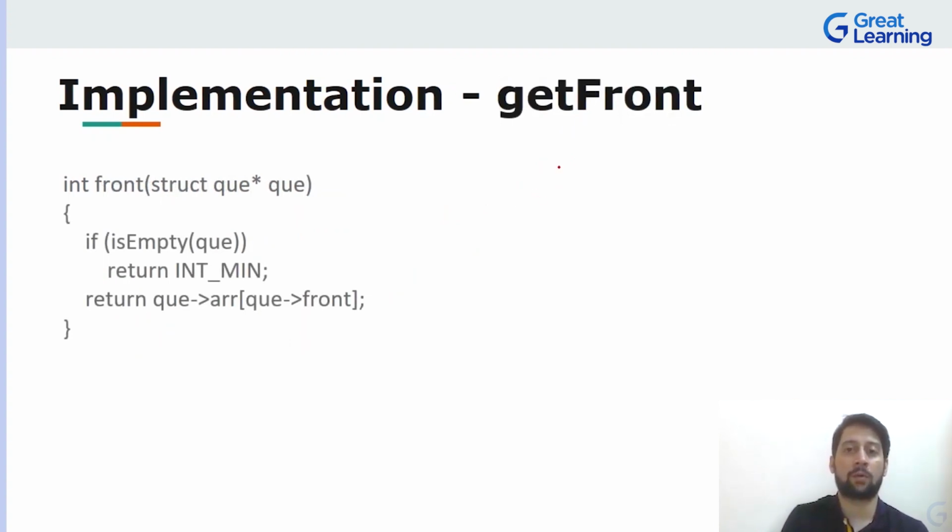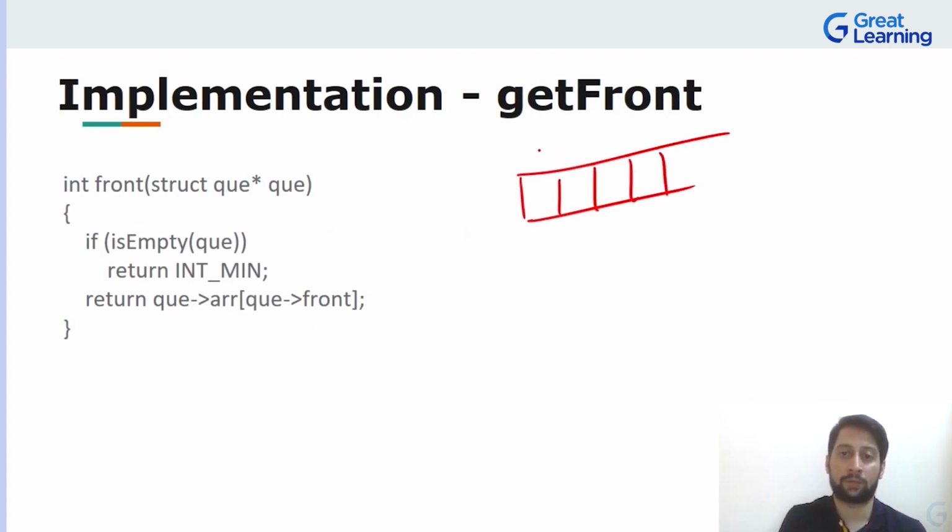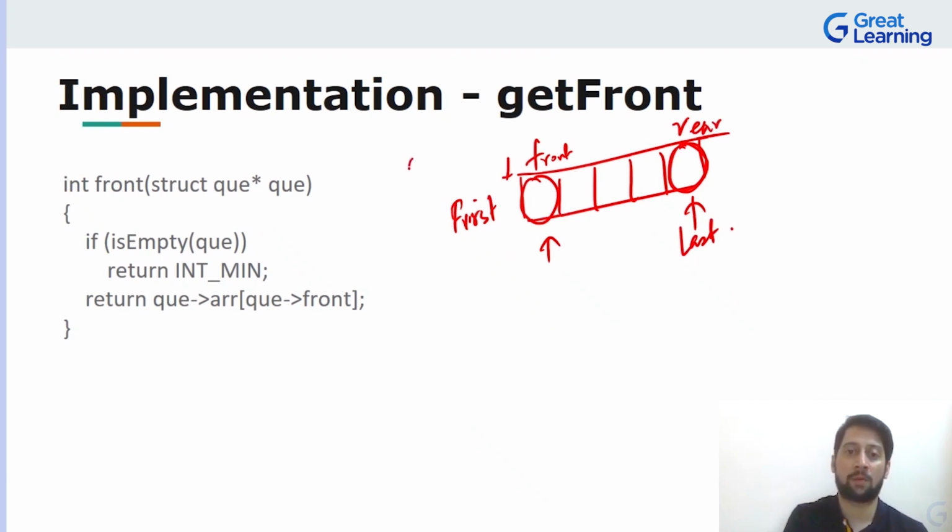Now, what if you want to get the front element of the queue? This is the front and this is the rear. Front is the pointer that is used to keep track of the first element, and rear is the pointer that is used to keep track of the last element. So we have these pointers available, and these operations will be performed in a constant amount of time.